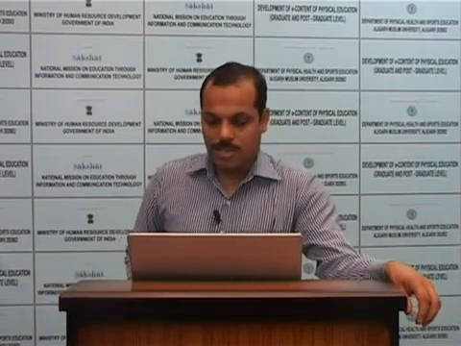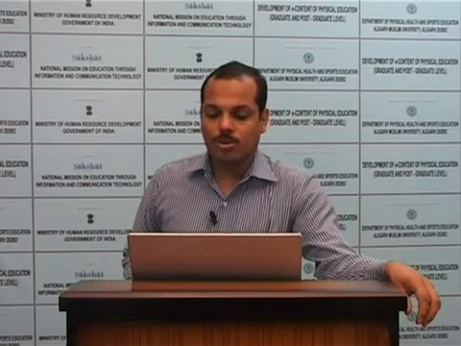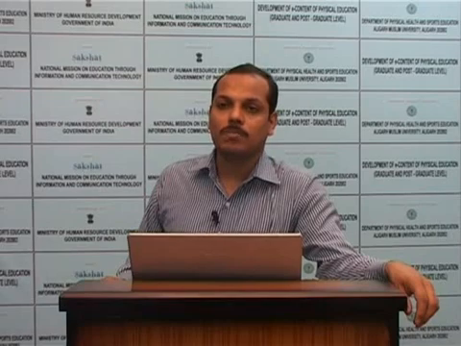So, back muscles can be divided into 3 groups. The back muscles have been arranged into 3 groups: the superficial extrinsic group, intermediate extrinsic group and deep intrinsic group. The superficial group includes trapezius, latissimus dorsi, levator scapulae, rhomboideus major, rhomboideus minor.